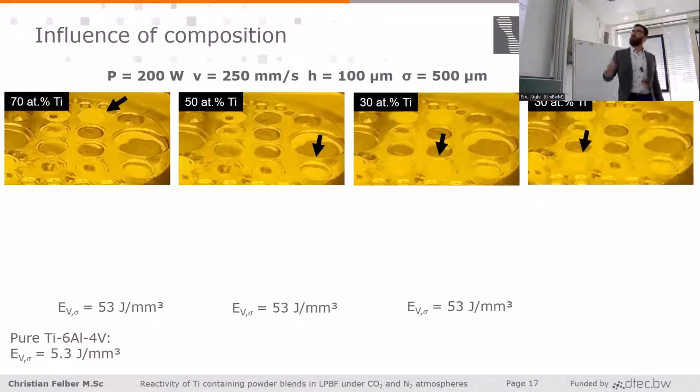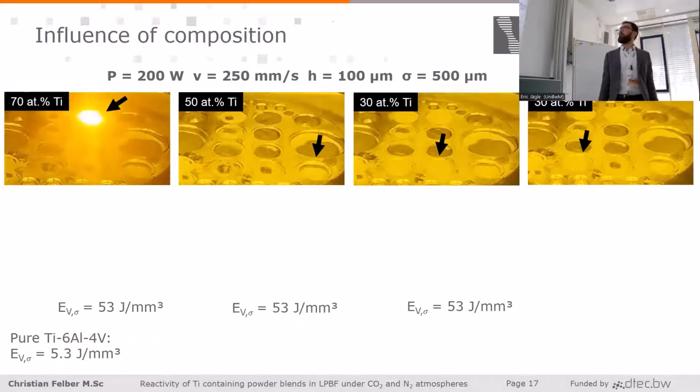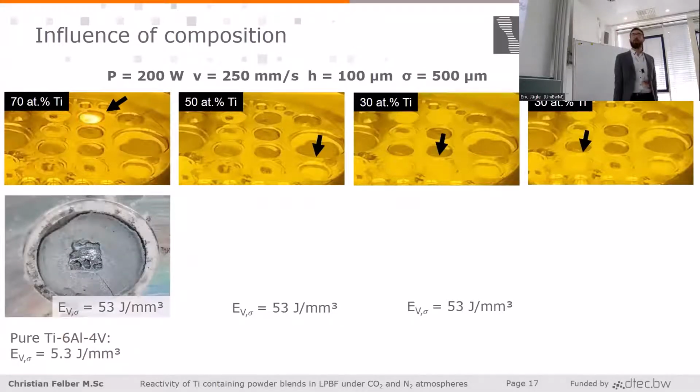And therefore, I prepared different mixtures ranging from 70 to 30 atomic percent, and I exposed them with an extremely high energy density of at least 10 times the amount that I would need to ignite pure titanium. And we could see that for 70 atomic percent titanium, we still have reaction, so nothing new. But what happens if I now go down to 50 atomic percent titanium in the blend? What you can see is that we have still a reaction, but propagation is limited.